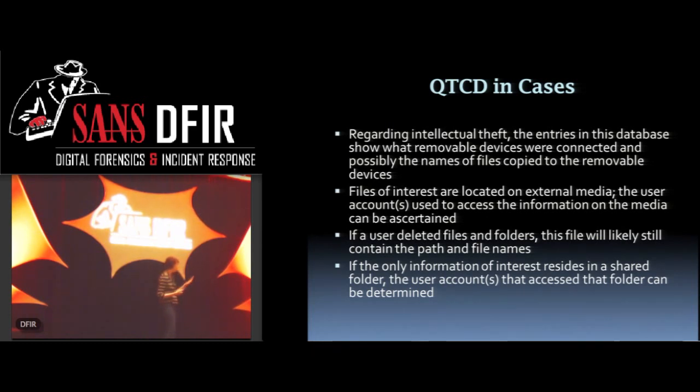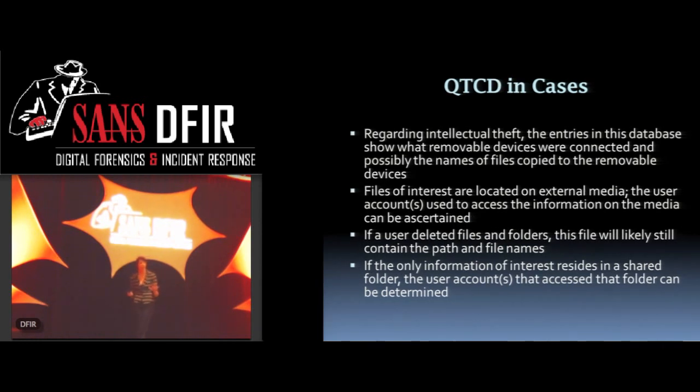This is how I've used it. Files of interest are located on the external media. The user account used to access that external media can be determined. Just came back from a case. I was on trial. The wife had an OS X system. The husband had a Windows system. All of the files are found on these external hard drives that were taken from the husband.